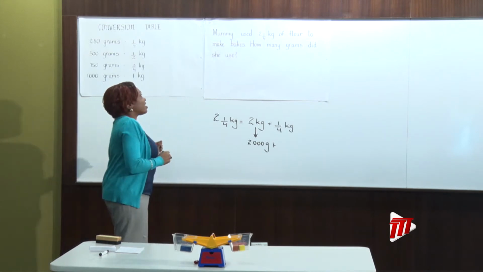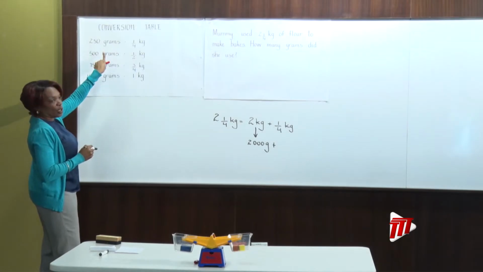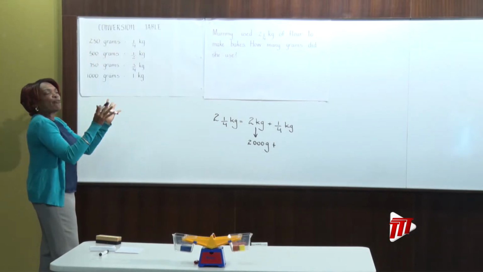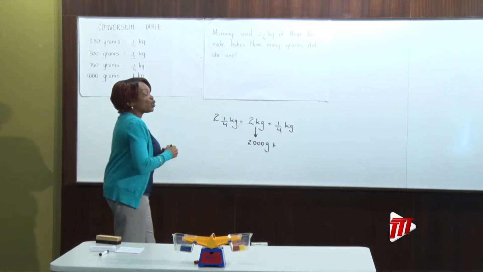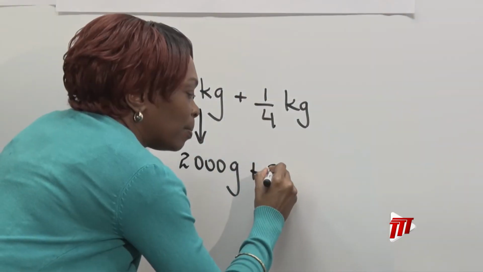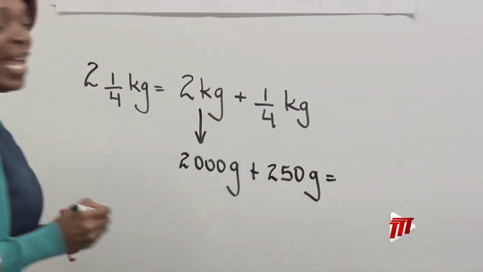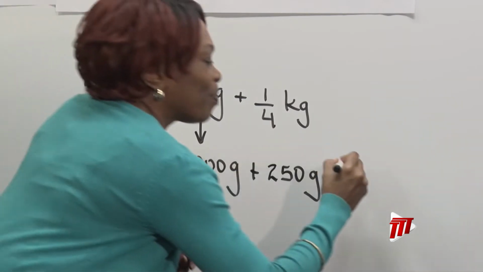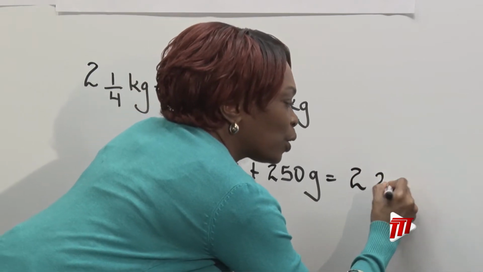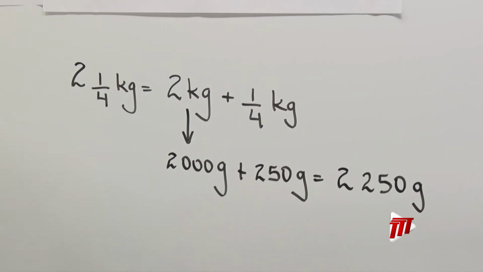Let's go to the chart. 1/4 kilogram is equal to 250 grams. So now we are bringing everything to the same unit. Are you seeing that? So I'm going to write 250 grams here now. When I add my 2,000 grams to my 250 grams, what will I get? Correct. 2,250 grams. Well done, boys and girls, well done.